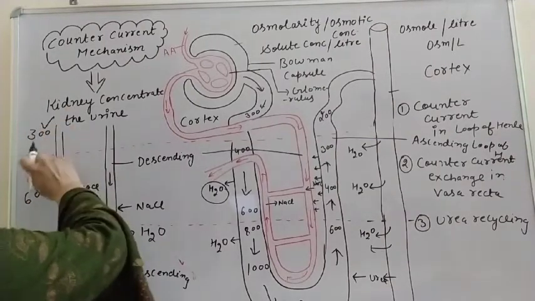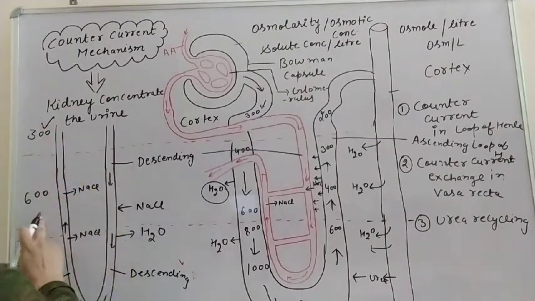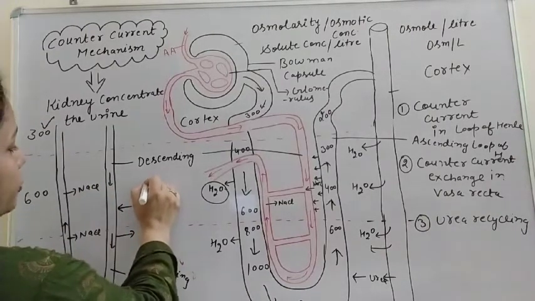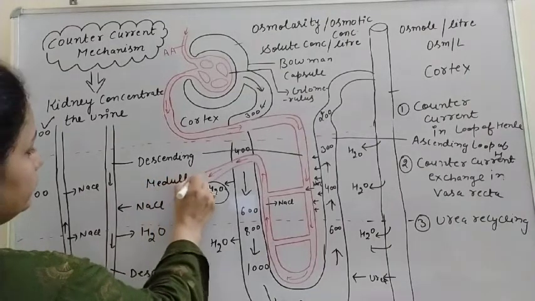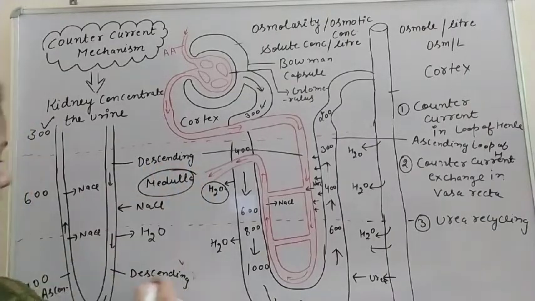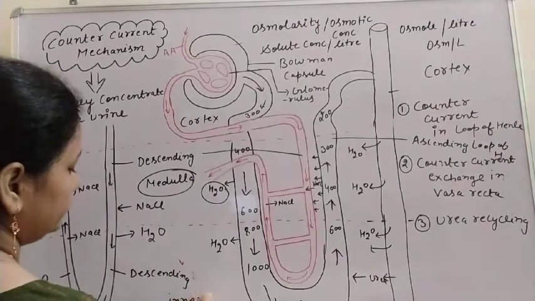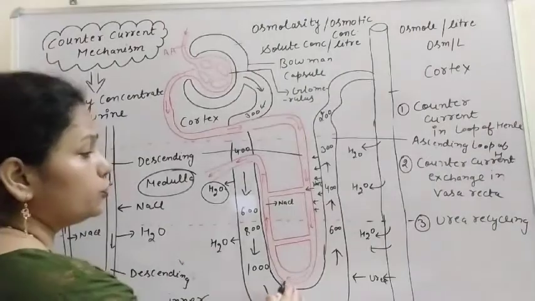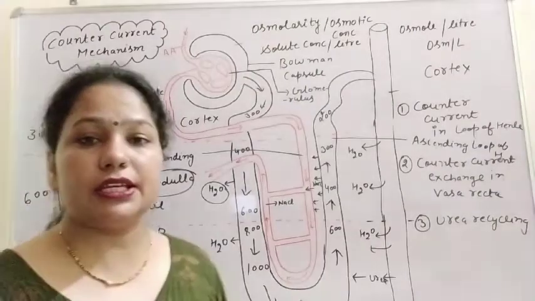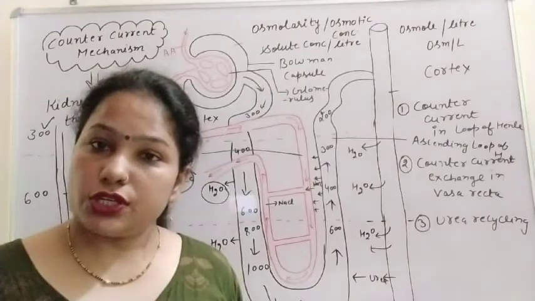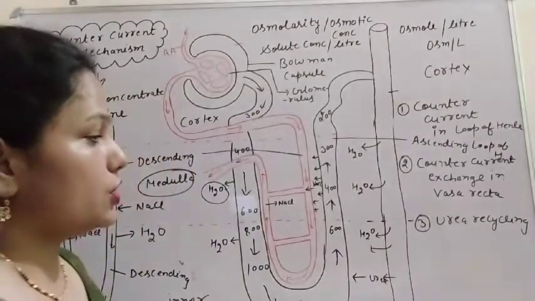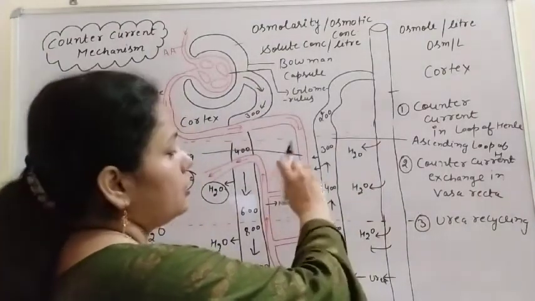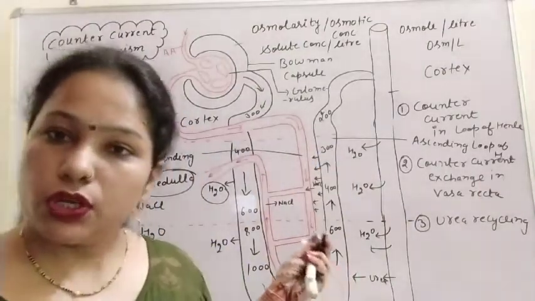That is 300 osmol per liter. In this middle part, this is the medulla, and this is the inner medulla, and in the inner medulla the osmolarity is more. So due to this difference in osmolarity, there will be an exchange of ions, and this exchange takes place from the loop of Henle to the vasa recta and also from the interstitial fluid.